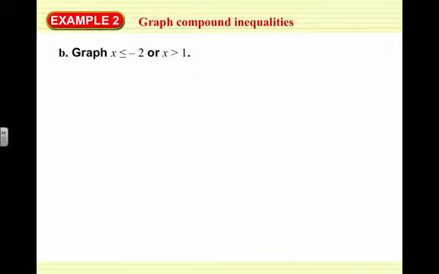Okay, we're going to graph x ≤ -2 or x > 1. So this means any number that makes one of these pieces true. Or is easy. You just satisfy one or the other of them.